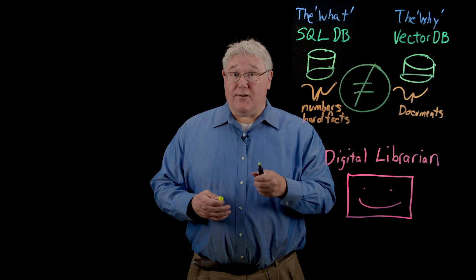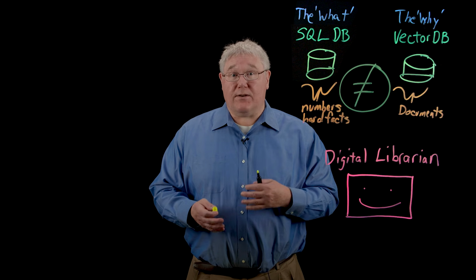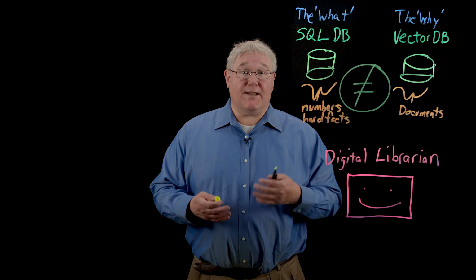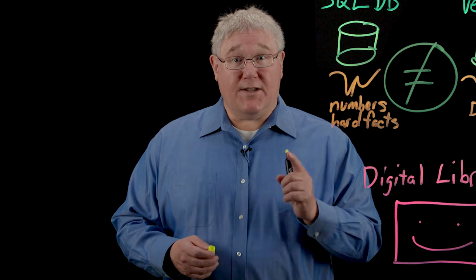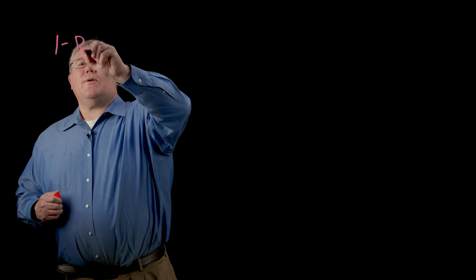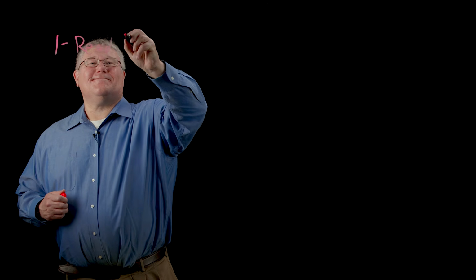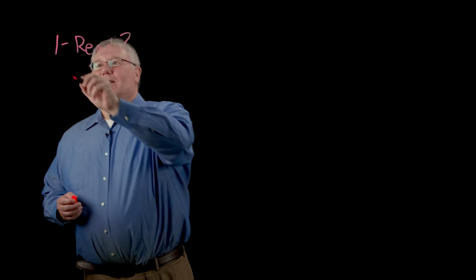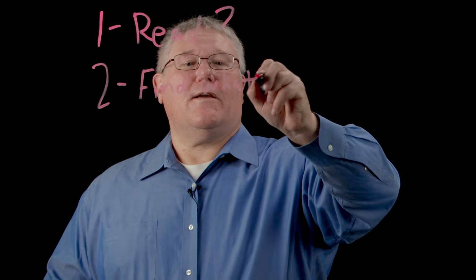Before we can build a digital librarian agent, we need to map out what the agent needs to do. In this case, our digital librarian needs to engage in 6 distinct steps. Let's break it down. Step 1, read the question. So she needs to read and understand the question. Step 2, find the what, find the why.